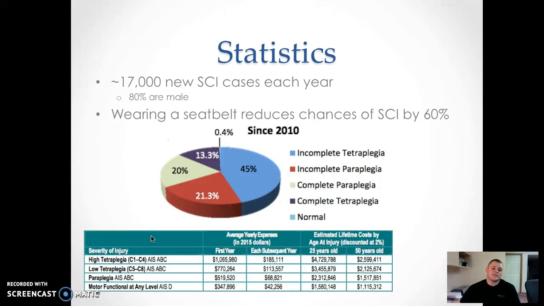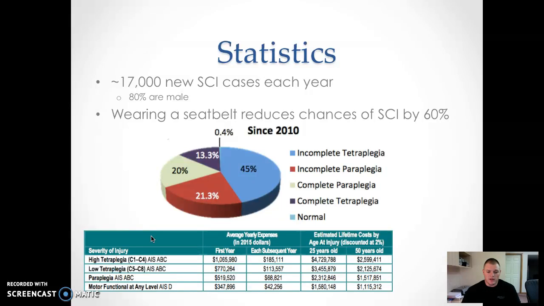And some stats, 17,000 new cases happen each year. 80% are male. And a cool stat, if you wear your seatbelt, it reduces the chances of getting a spinal cord injury by 60%. And in this little pie chart, you can see that incomplete tetraplegia, or quadriplegia, is pretty much the most prevalent, where there's some function in the arms and legs, but they're both affected, and they're pretty expensive.